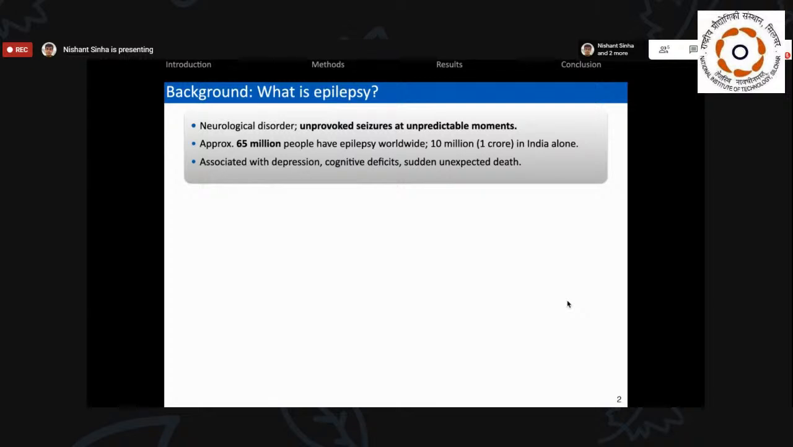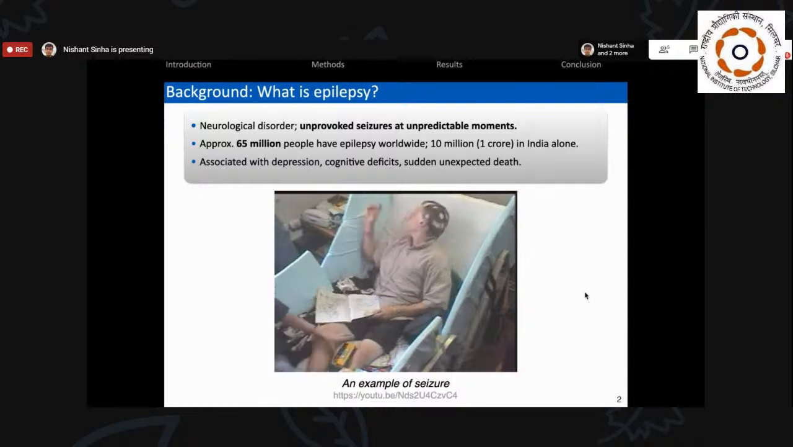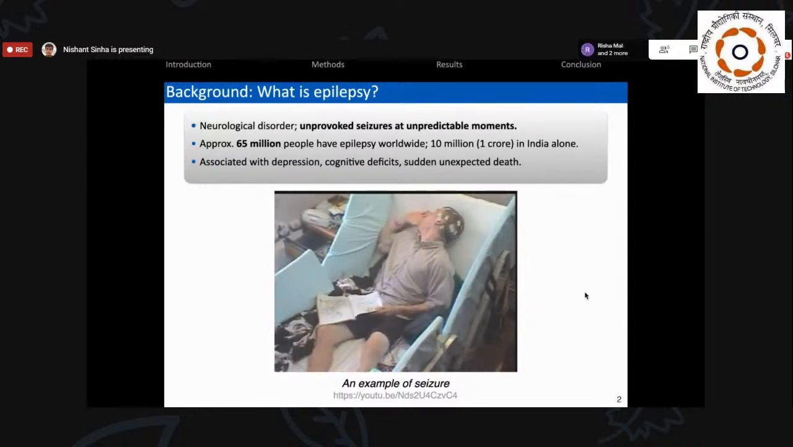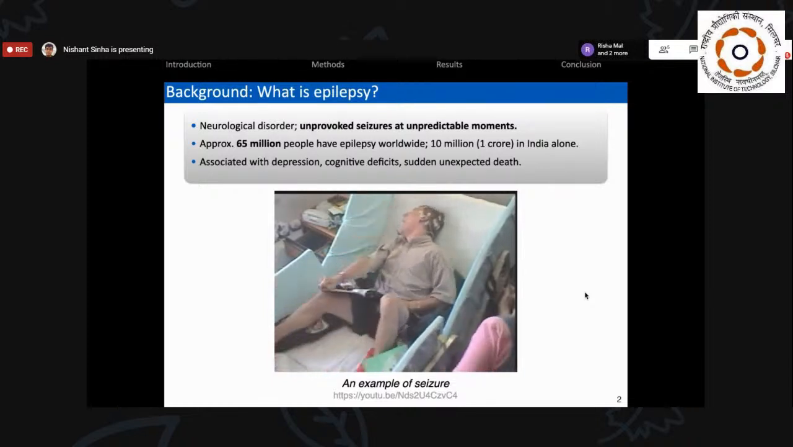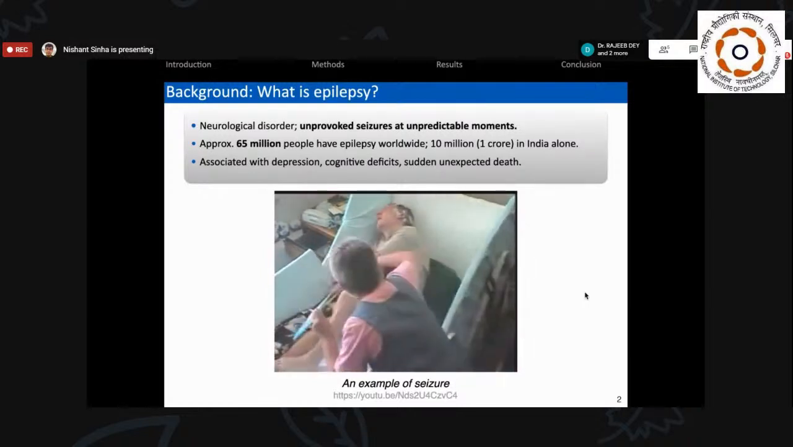So to put things in perspective, I have taken an example of how seizures look like. So this is a patient. He is about to have a seizure, and like you can see now, the patient is stiffening, and you can see these motions. So this is the moment. So this is a seizure, and you can see it's so difficult to watch.